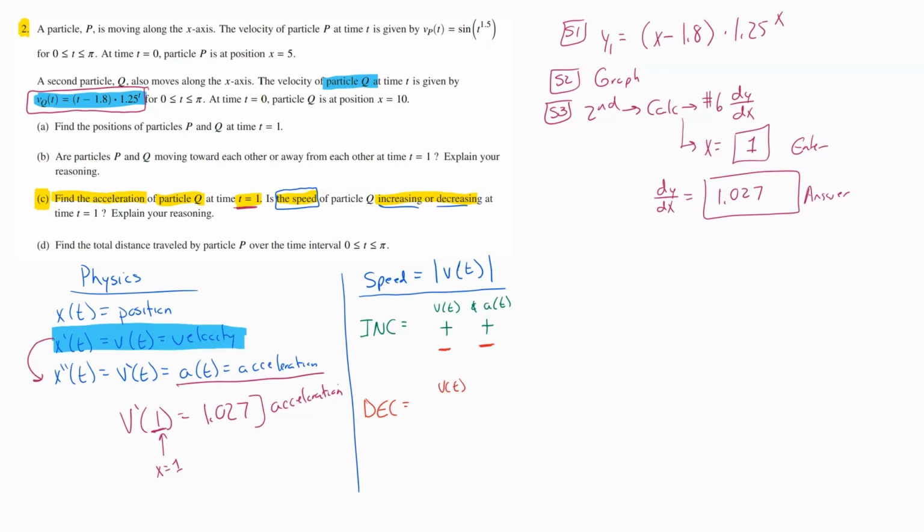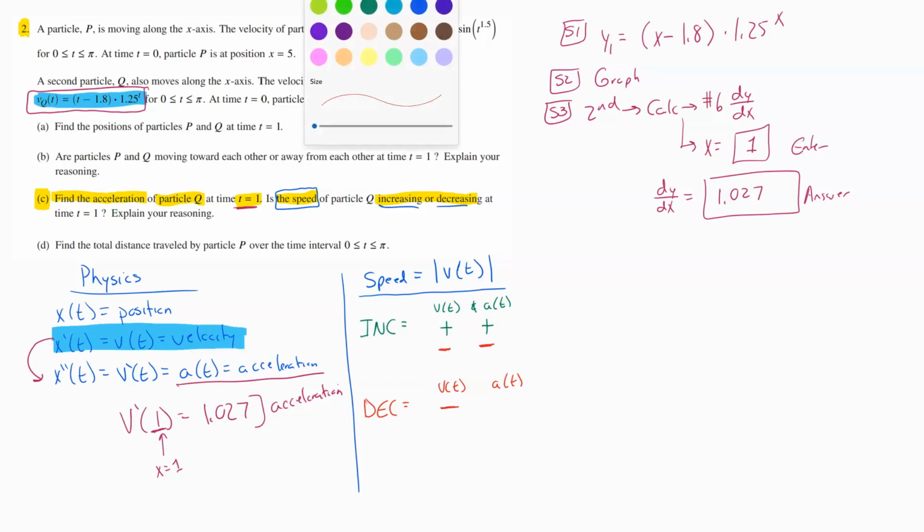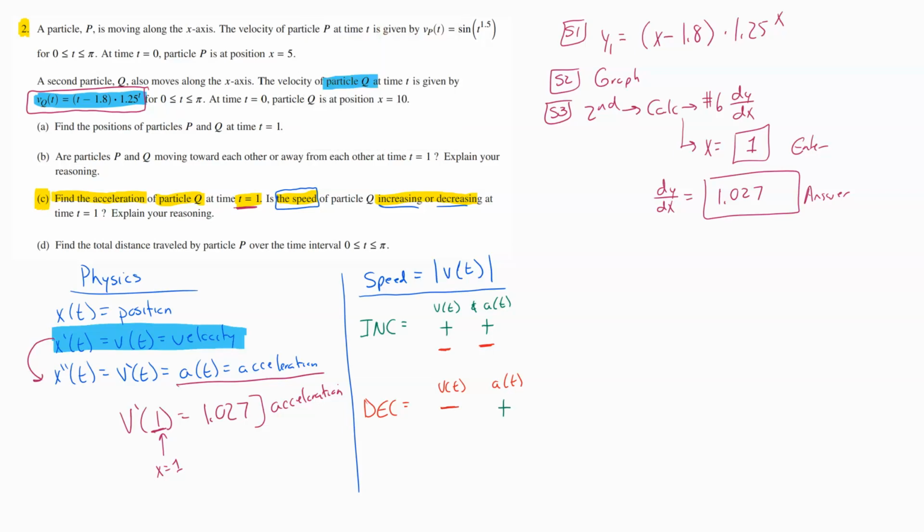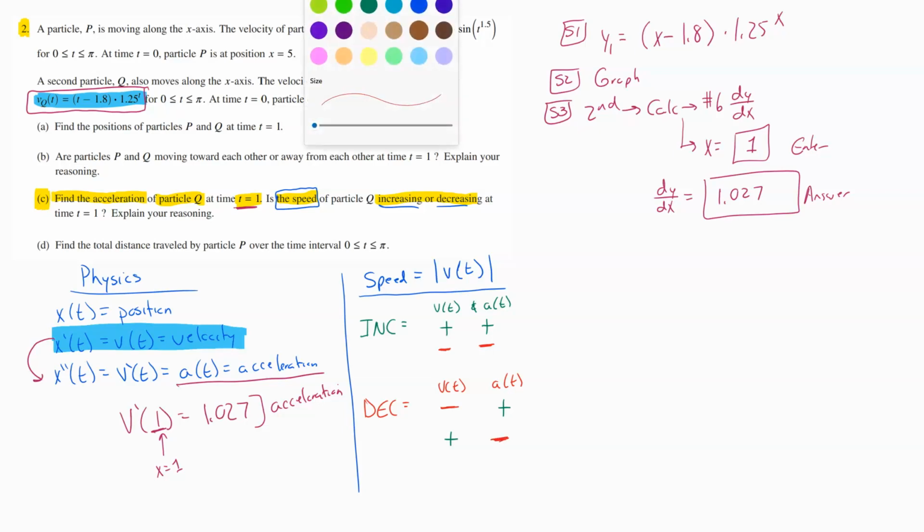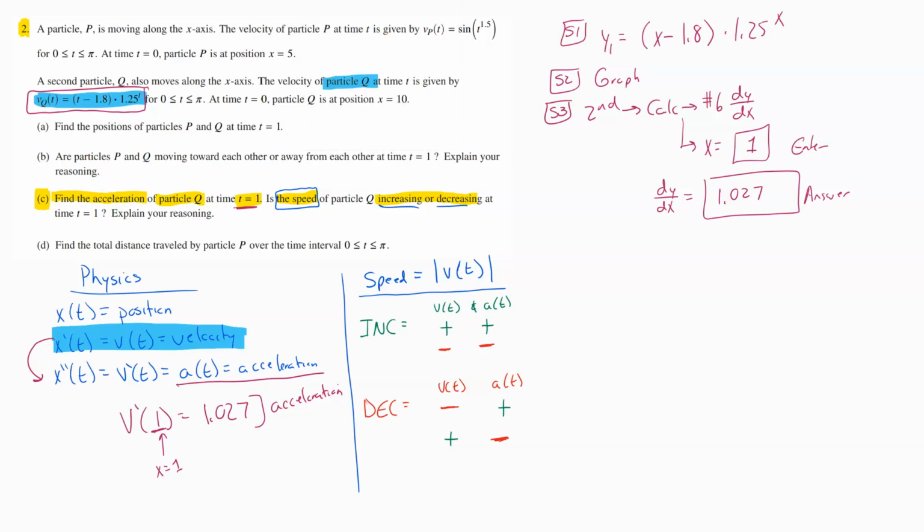So if our velocity is negative and our acceleration is positive, then we know the speed is decreasing. And vice versa, if our velocity was positive and our acceleration is negative, then we know that our speed is decreasing. So this is a speed question, so that's how you determine that.